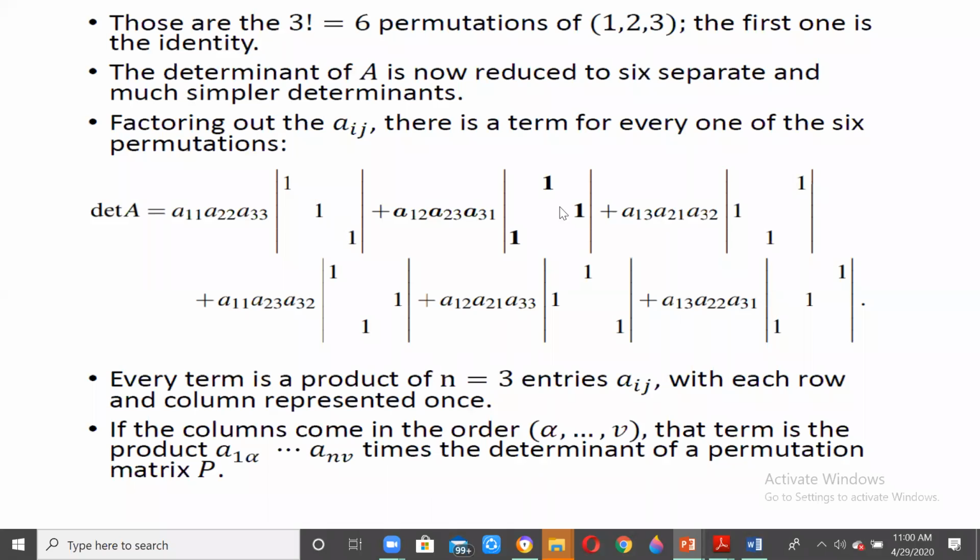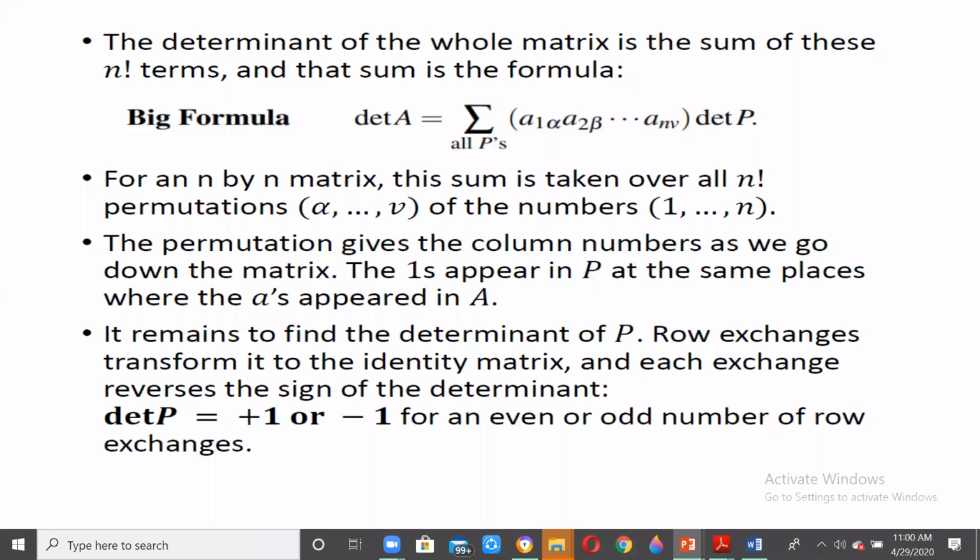So two exchanges means no sign change. One exchange means there will be a sign change. That is what a permutation is. So that's why the determinant of P will be either +1 or -1, depending upon whether we have an even or odd number of row exchanges.